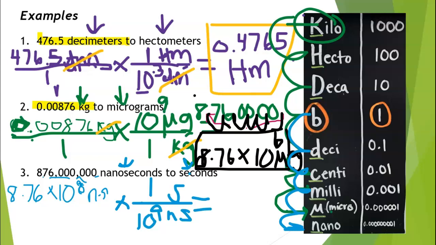We want to cancel our units. Nanoseconds cancels with nanoseconds. And then we're just going to multiply across and divide. So 8.76 times 10 to the 8th divided by 10 raised to the 9th. So that gives me 0.876. Or you could, of course, put this in scientific notation as well. My units on this answer are seconds.